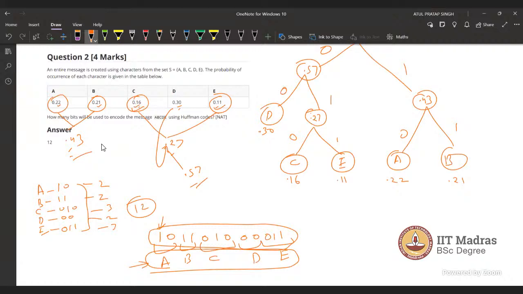I think one question in your graded assignment asks for the length of the code for 1000 characters. If we are asking for the length for 1000 characters, then just count the frequency, how many times each occurs, and multiply. This is a different question from this one, where a straightforward message is given and you just encode it using this Huffman code.